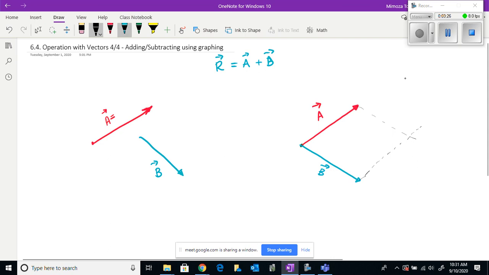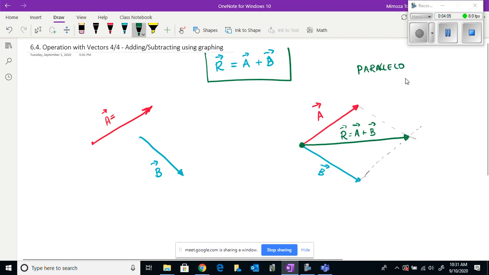And then the diagonal that starts at the same starting point that the two vectors have started will represent the resultant vector, A plus B. So the graphical representation of this resultant is this vector here. This method is known as the parallelogram method.